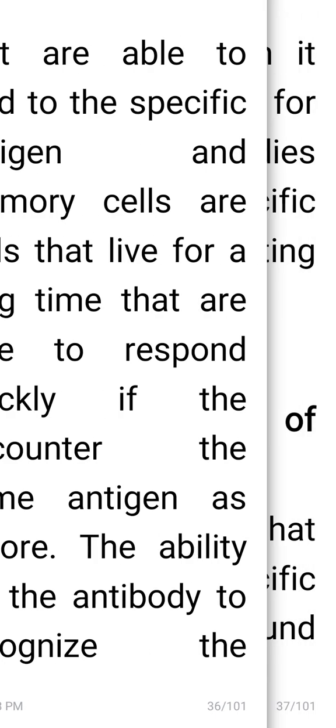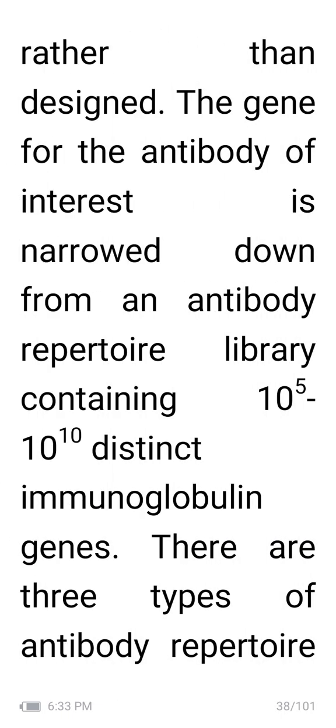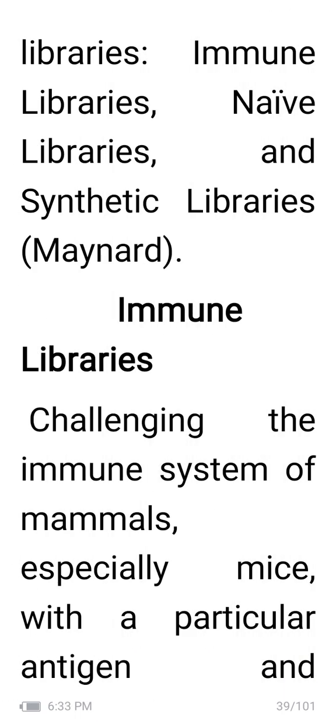The ability of the antibody to recognize the specific antigen it is targeted for allows antibodies to be very specific when targeting antigens. Production of antibodies that target a specific antigen: antibodies are found rather than designed. The gene for the antibody of interest is narrowed down from an antibody repertoire library containing 10 raised to 5 to 10 raised to 10 distinct immunoglobulin genes. There are three types of antibody repertoire libraries: immune libraries, naive libraries, and synthetic libraries.